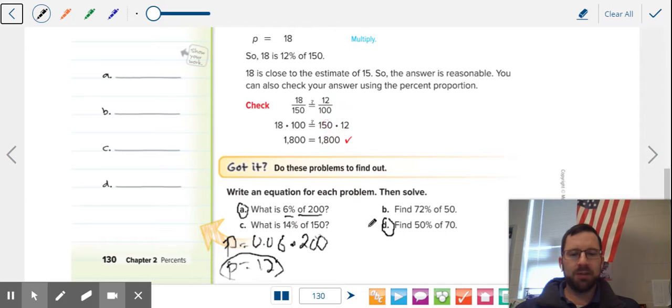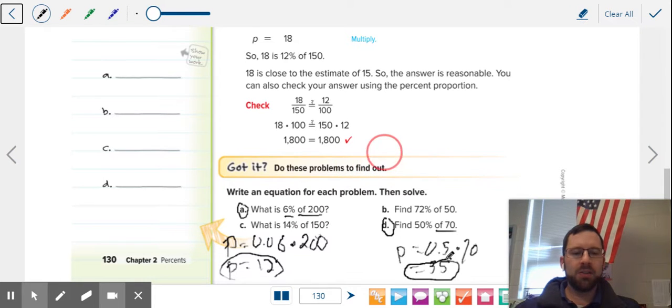Come on over here. Let's jump down to this one because there's a bunch of examples. I don't want to do them all. 50%, we have the percent again. Divide by 100, you get 0.5 times, out of 70, that means that's the whole. Solve for part again. 0.5 times 70 is 35.